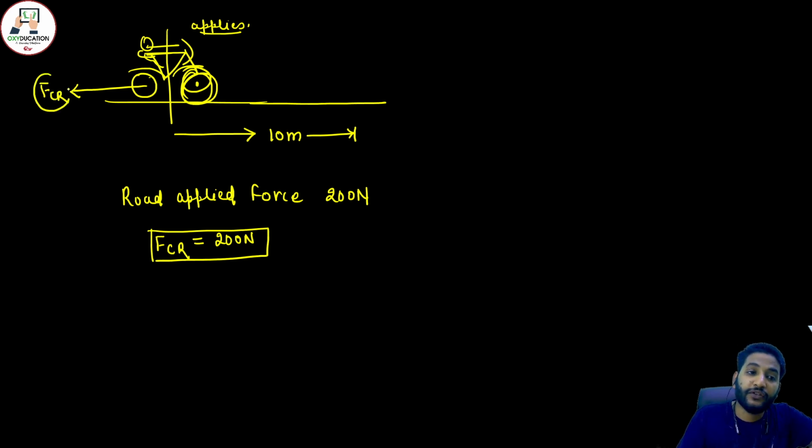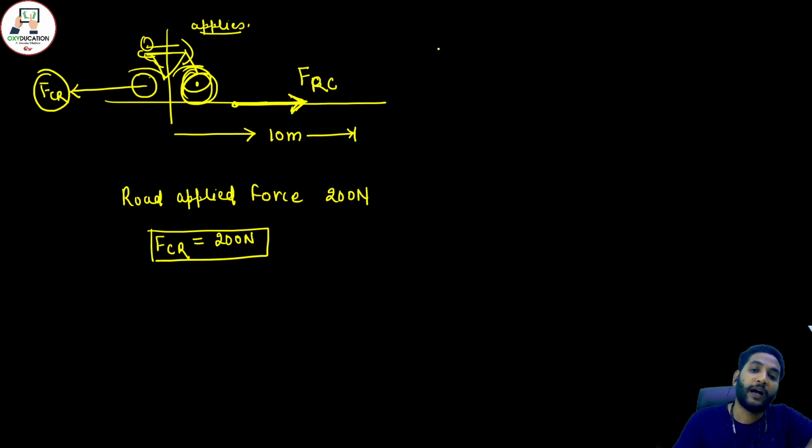If this is an action force, if we assume this, so the cyclist must have applied a force on the road as well, but the direction of that force will be opposite to this direction. The force applied by the cyclist on the road, force on the road due to the cyclist. It is in this direction.